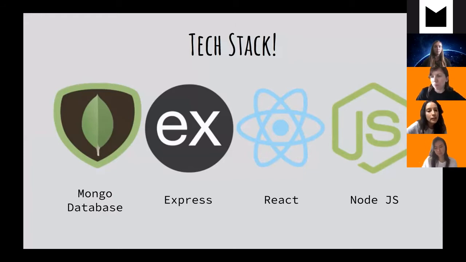MongoDB is a database that enabled us to store persistent user data. Express is a web framework for Node.js and also enables communications between the browser and the server. React is an open source JavaScript library that's used for building user interfaces and allows the browser to be interactive and update without refreshing. And Node.js is a JavaScript server environment.